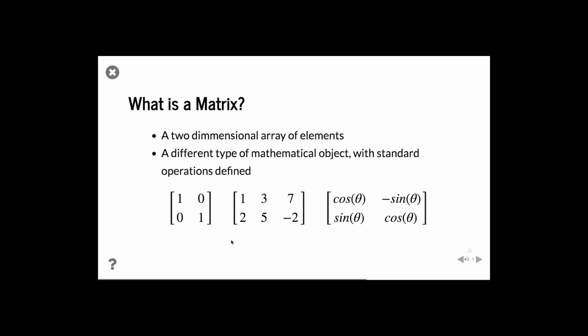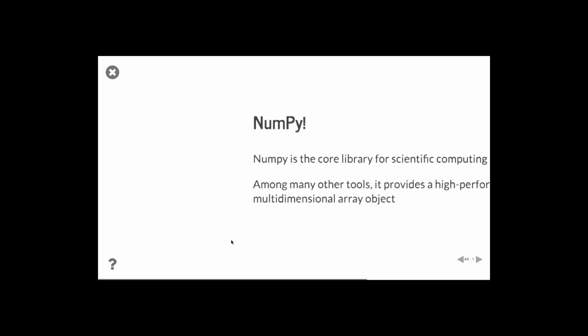So, linear algebra, matrices. What is a matrix? A matrix is a two-dimensional array of elements. Here, the positioning within a matrix does matter. And matrices are actually a different type of mathematical object. So we have standard operations defined, but they might work a little bit differently to what you're expecting.